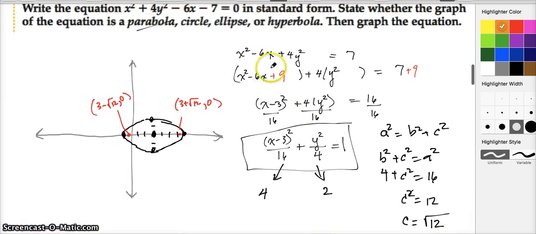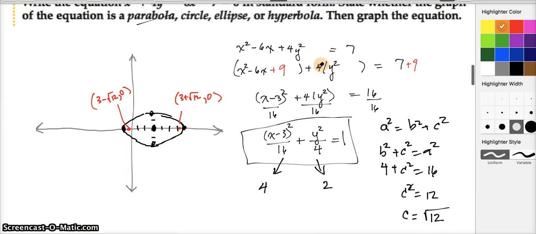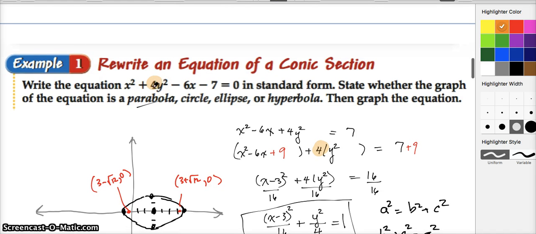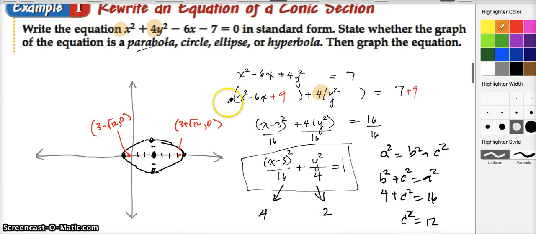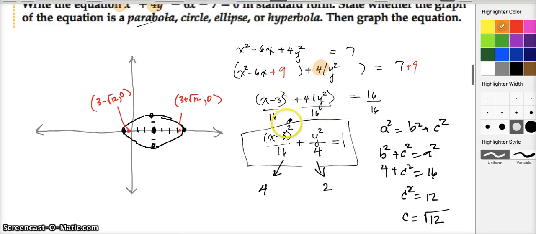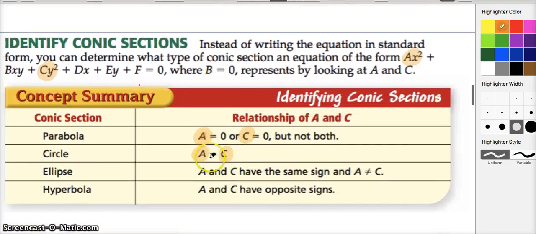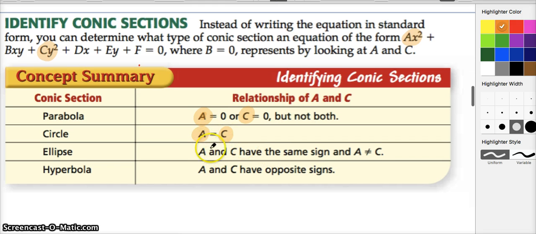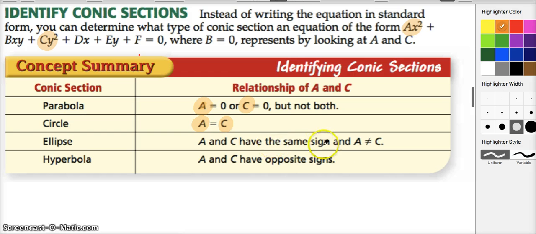when I factored out this 4, that was the C term. And notice that the A term was 1. And remember I said that we have a 1 here and kind of a 4 understood, and since they're not the same, I know it's an ellipse. That's exactly the fact that I'm thinking about. When A and C are equal, then we're going to have a circle. But if they are not equal in that situation, we're going to have an ellipse.